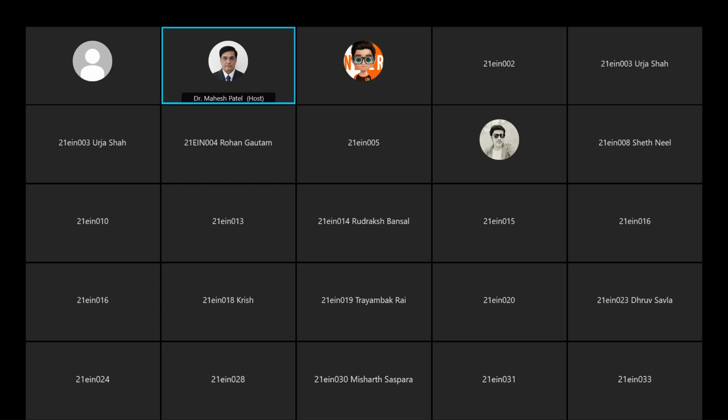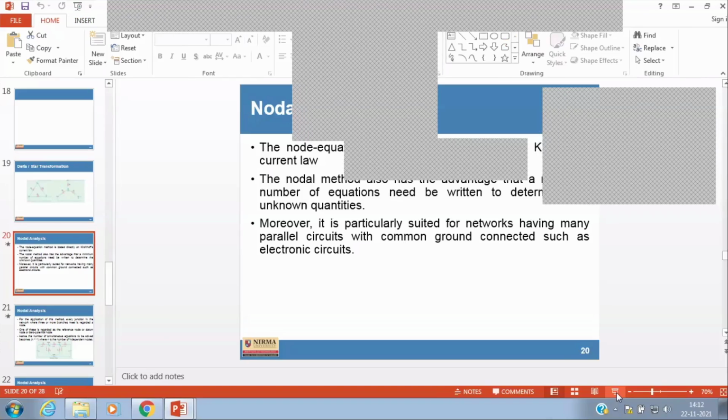Okay, students. So today I'm going to discuss the nodal analysis. In the previous section, we discussed the mesh analysis, how to identify the different meshes, and according to that, how to write the different equations. Now today we are going to discuss nodal analysis. Fine. I hope my screen is visible to everyone now.